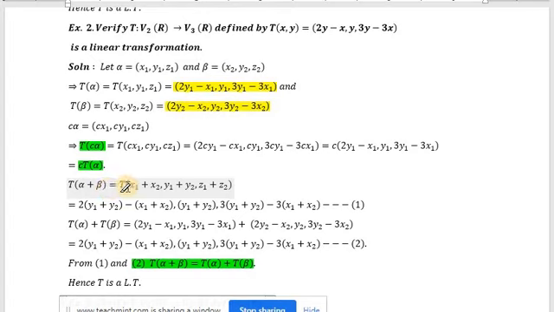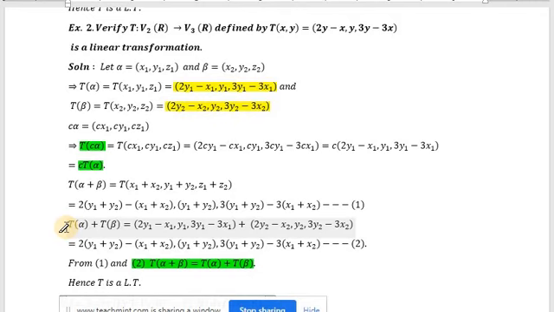So T of alpha plus beta is equal to T of (x1 plus x2, y1 plus y2, z1 plus z2). Now by using the given linear transformation, this can be expanded as (2 of (y1 plus y2) minus (x1 plus x2), y1 plus y2, 3 of (y1 plus y2) minus 3 of (x1 plus x2)). Take this as equation 1. See, this is T of alpha plus beta.